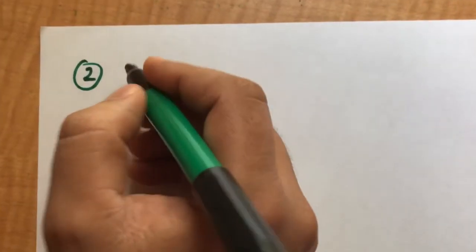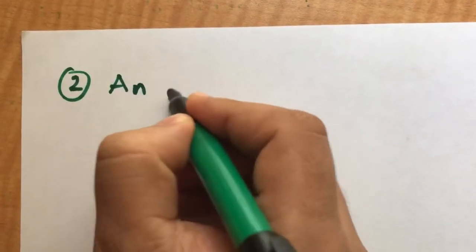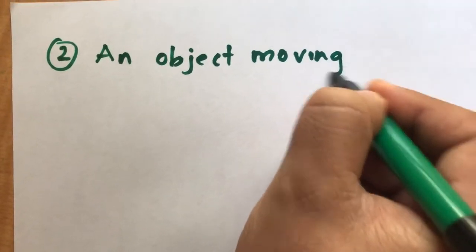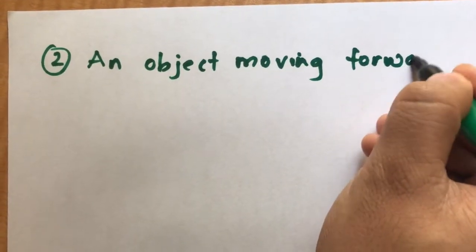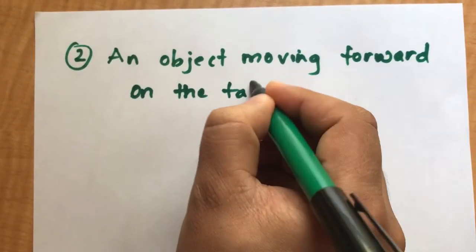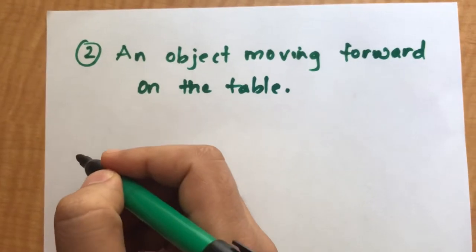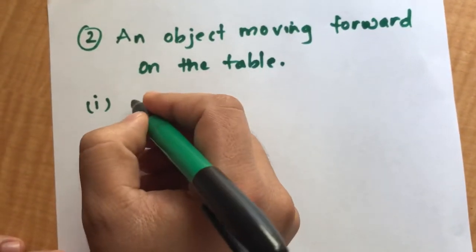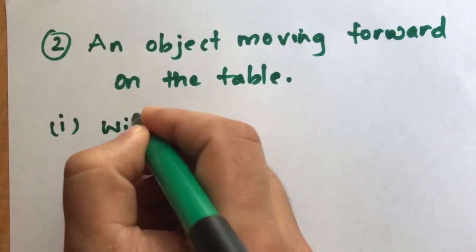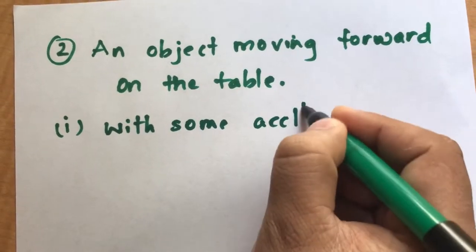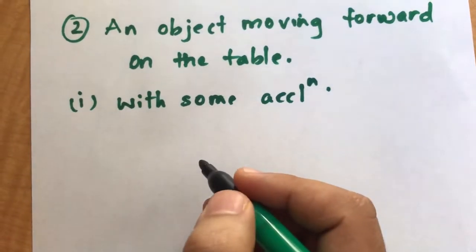Alright, so let's go into the second example. I have an object moving forward on the table. So now two cases arise over here. The first one is it moves with some acceleration. So there is net force.